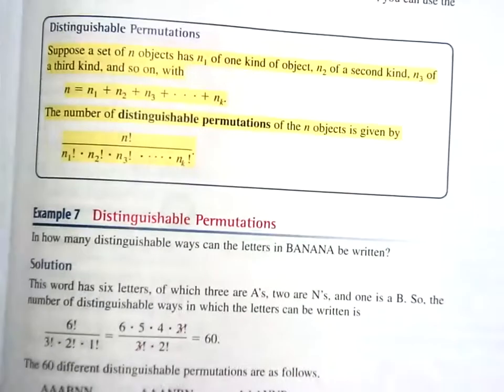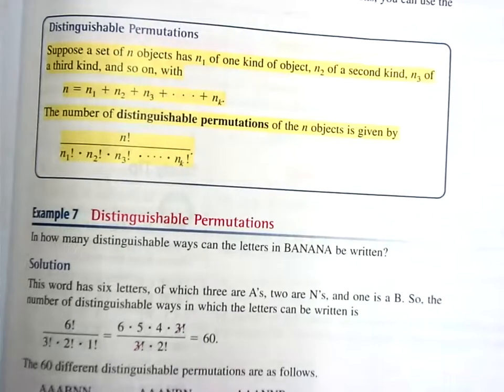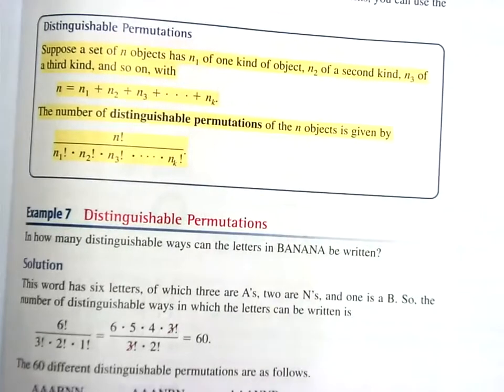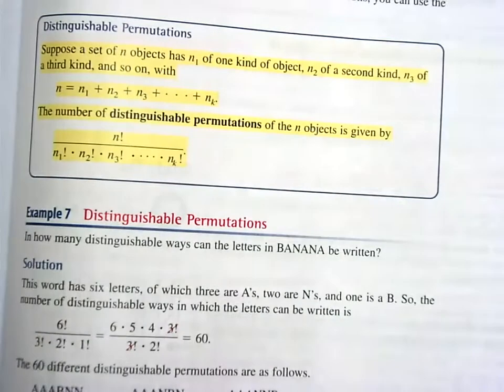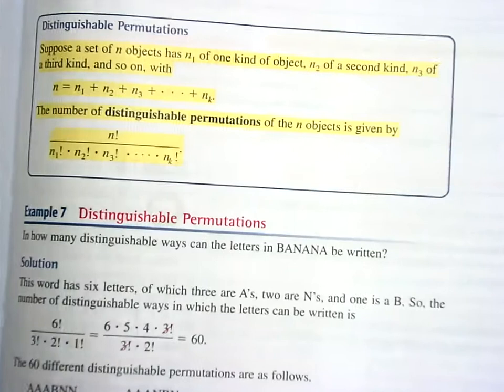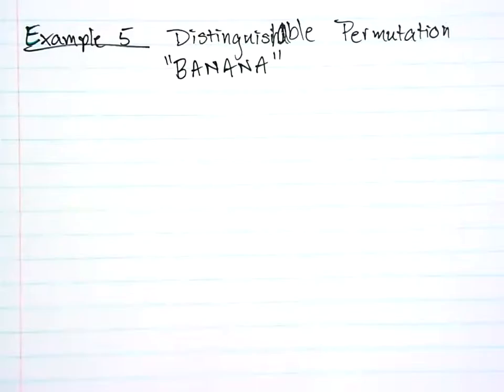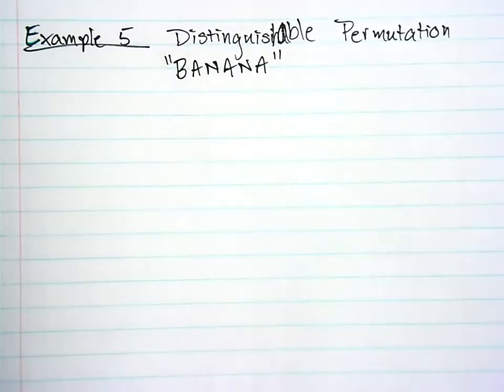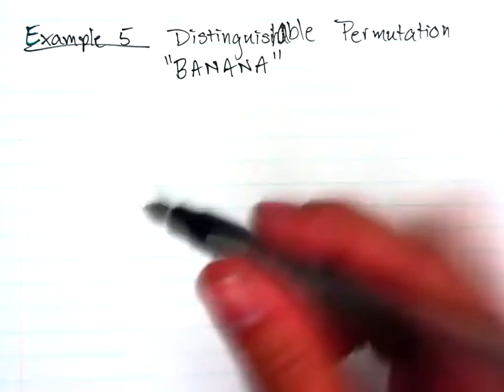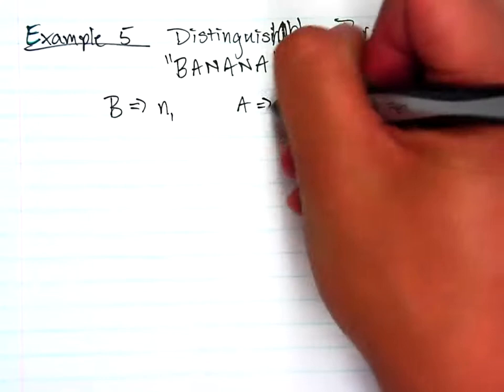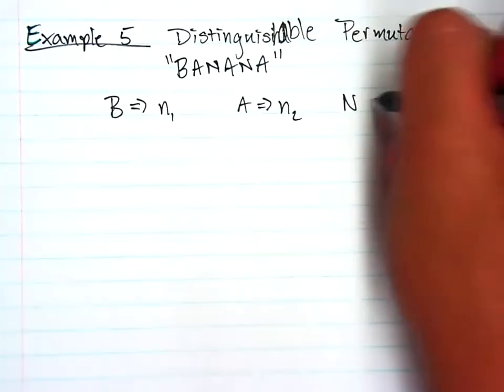So before we do that example, I want you guys to go ahead and write down this. Distinguishable permutations. Suppose a set of n objects has n1 of one kind of object, n2 of a second kind, n3, and so on. The number of distinguishable permutations of the objects is given by that formula. Okay? So, in other words, first we need to look at all the different types of the objects that we have. In this case, our objects are letters. So, we're going to call B n1, A n2, and then N n3.